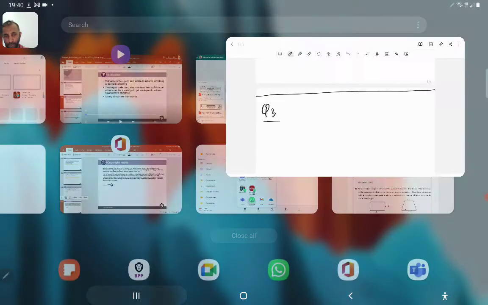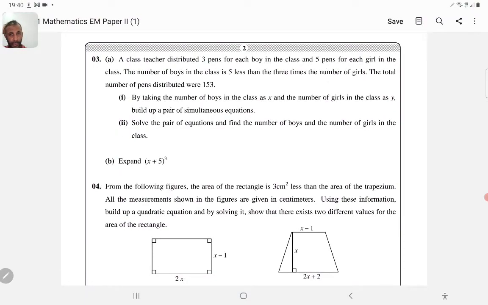In question number 3, a class teacher distributed 3 pens for each boy in the class and 5 pens for each girl in the class. The number of boys in the class is 5 less than 3 times the number of girls. The total number of pens distributed was 153. By taking the number of boys in the class as X and the number of girls as Y, build up a pair of simultaneous equations, solve them and find the number of boys and the number of girls in the class.